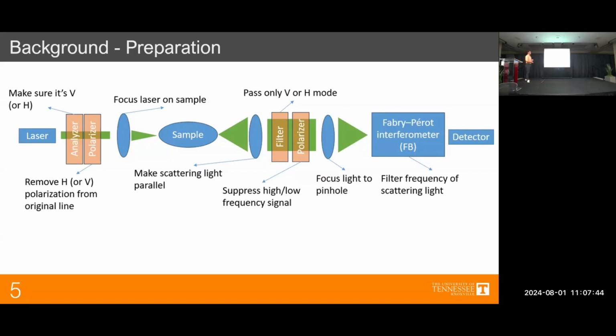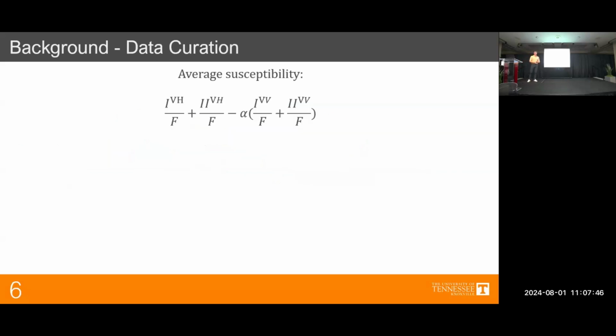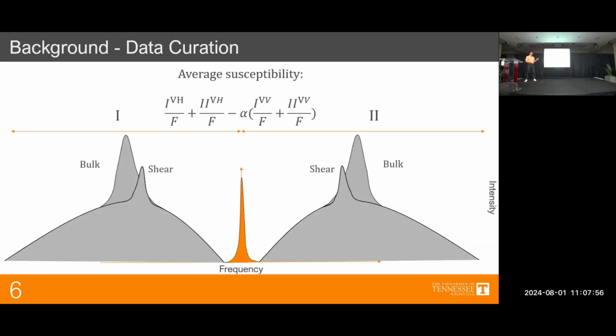So once this is all fully prepared, we can start the acquisition and the data curation. The actual equation we'll be looking for is something called the average susceptibility. It's this very scary equation. Don't worry about it. All it allows us to do is fold the equation on itself, and I'll explain that later.